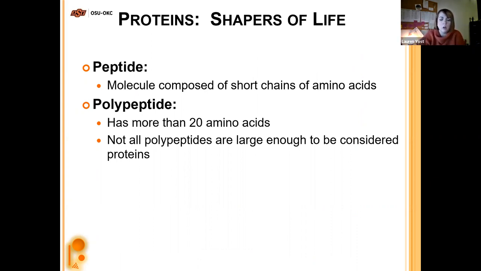Not all polypeptides are going to be classified as proteins. A protein is a functional unit that has been made through this process. Sometimes you need to put several polypeptides together to make a functional protein. So they're not all just one unit. It can be more than one unit coming together, as parts, and they work as a team.